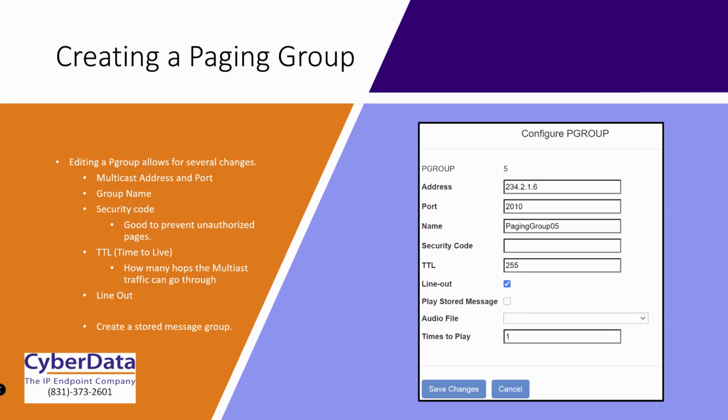So in this configure P group pop-up, you get to set the address, port, name, security code, TTL, or time to live. You can check the box for the actual line out capabilities. So the paging server can transmit through its line out connections or not, depending on your choice. You can do both simultaneously or not, or you can simply check the play stored message checkbox and then select the desired audio file to play to convert it into that stored message paging group.